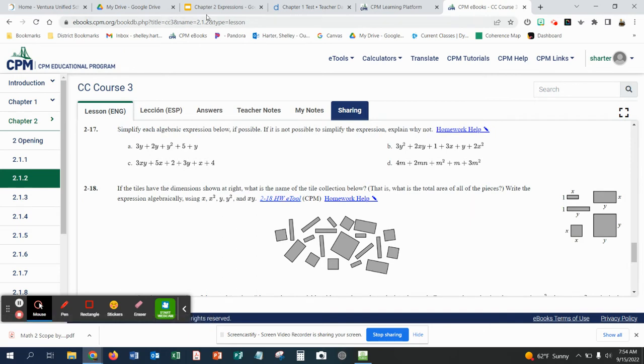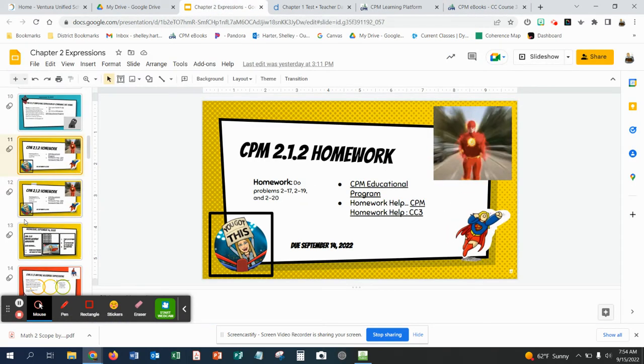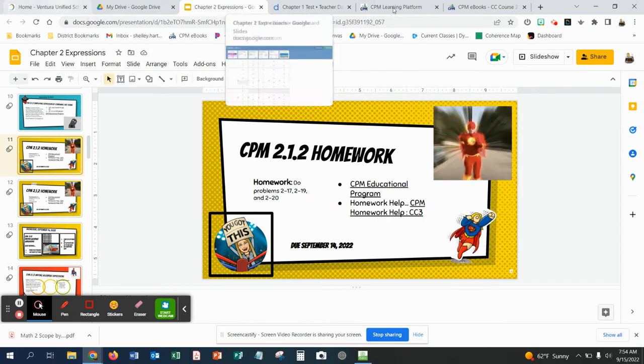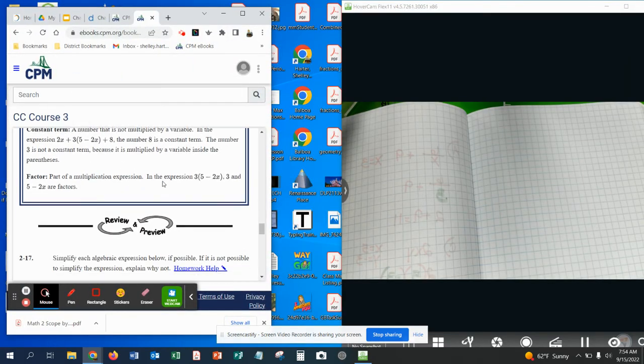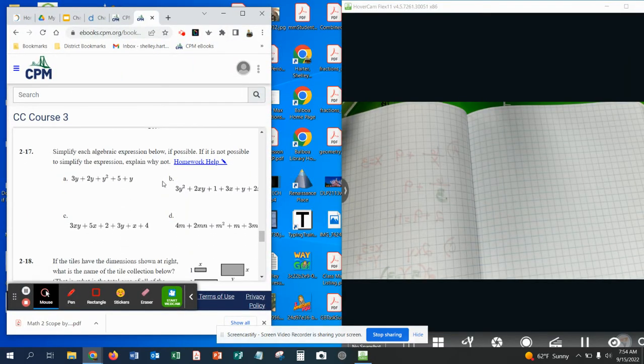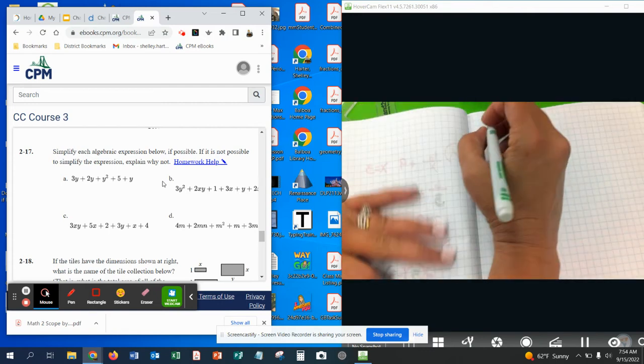Let me just look at what I gave. 217, 219, and 220. Okay. Great. So let's just take a look. We've been building on expressions; this is our second lesson. So let's do 217.